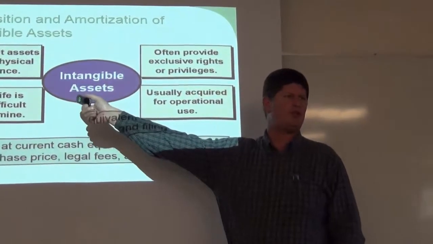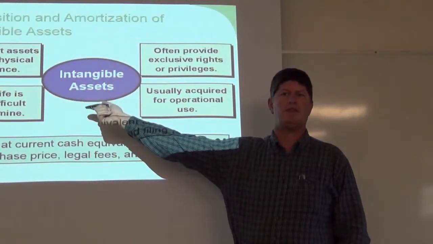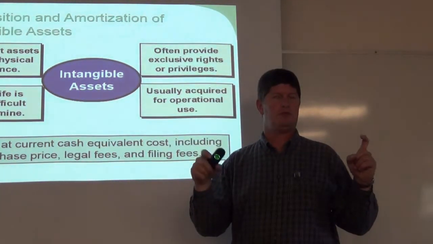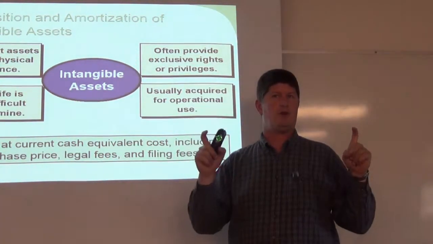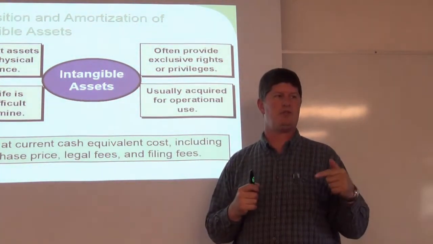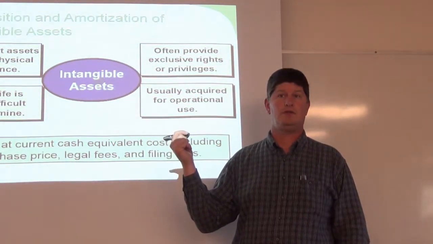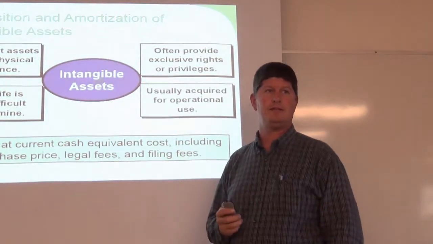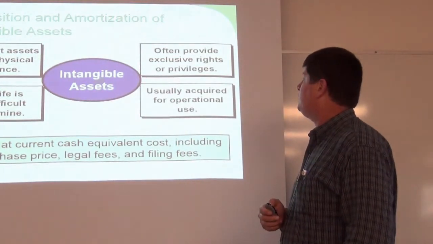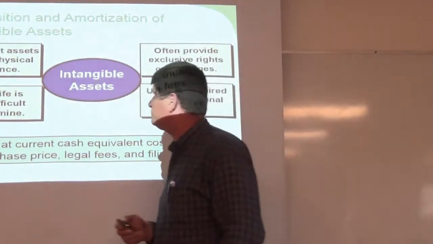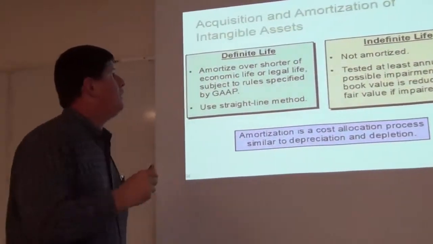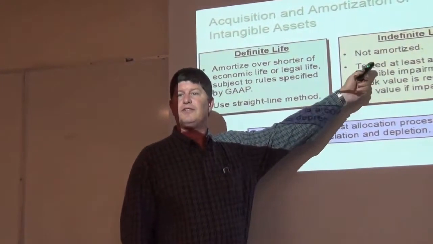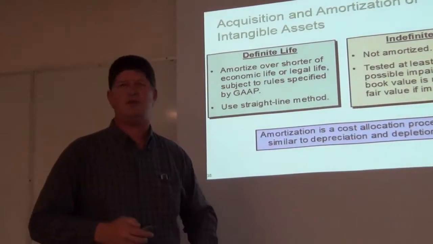If it's a patent and we know it's only good for 14 years, you're going to take the cost of it, divide by 14 years, and calculate depreciation for that 14 years. Now, I put that in quotes because since it's an intangible, it's called amortization. That's the only real difference. Okay? Questions on that? Okay. This is what we were just talking about. If it does not have a definitive life, if it's going to be around forever, you don't amortize it at all.